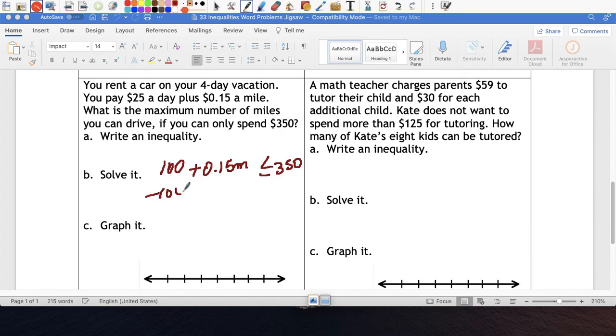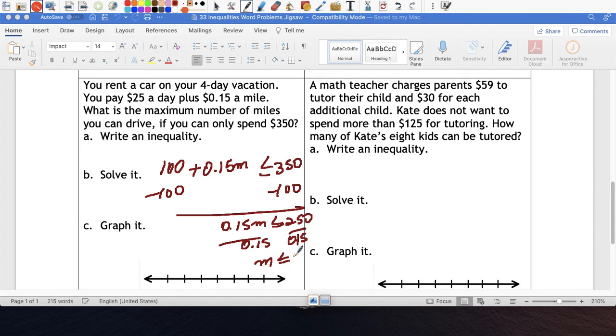So minus 100 on both sides. And 0.15m is less or equal to 250. Divide both sides by 0.15. And the greatest number of miles that you can drive on your vacation: 250 divided by 0.15 equals, that's a lot of miles, 1,666.6. So we're going to put that as a repeated decimal. So interesting enough, I don't know if the car company rounds it up or rounds it down.